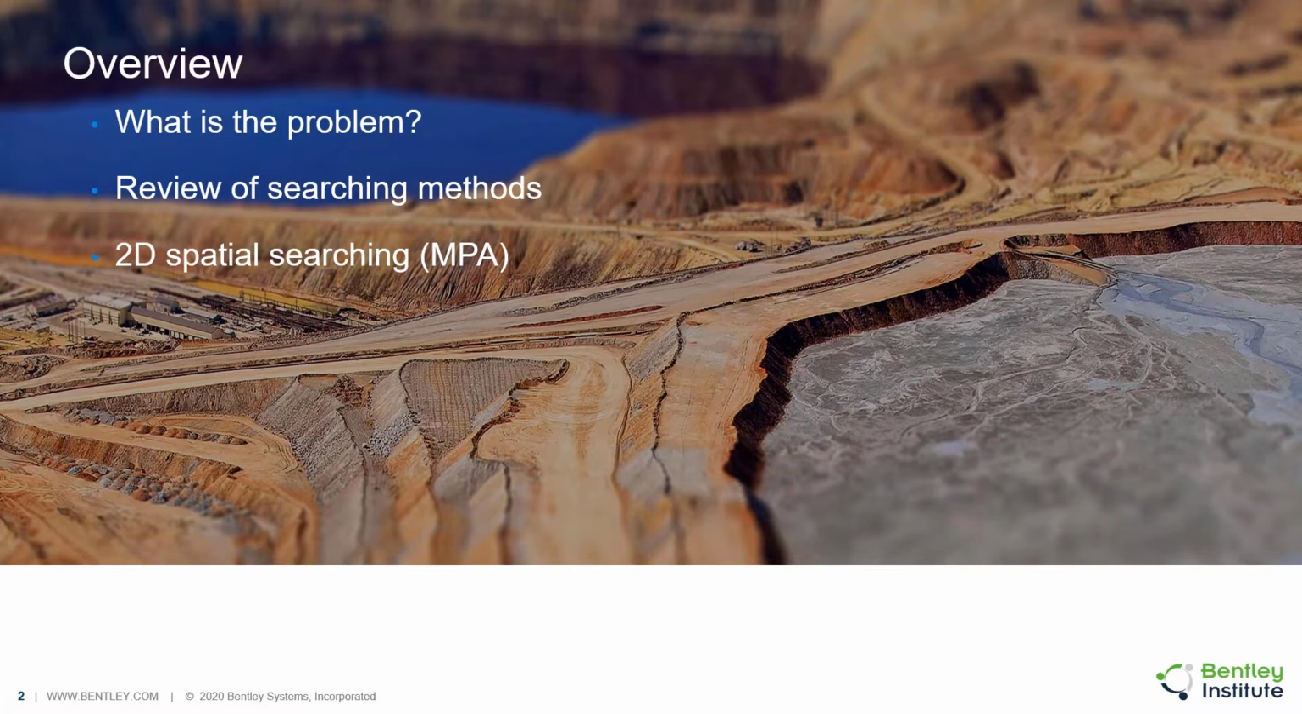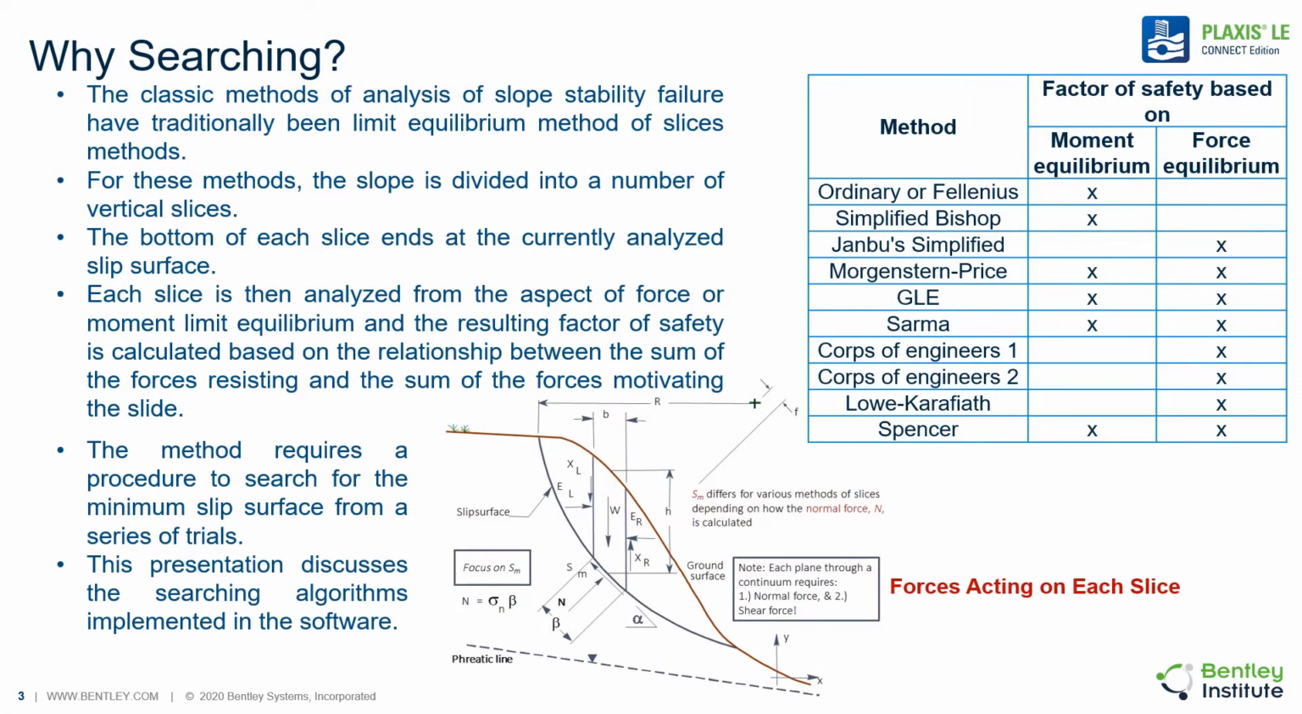the multiplane analysis method. For the classic method of slices, the slope is divided into a number of vertical slices, and the bottom of each slice ends at the currently analyzed slip surface. The slices are then analyzed with respect to moment and/or force equilibrium to calculate a resulting factor of safety. However, the method requires a trial and error procedure to try to identify the slip surface that yields a minimum factor of safety. Such a trial and error process can yield hundreds or thousands of trial slip surfaces, which must be evaluated.